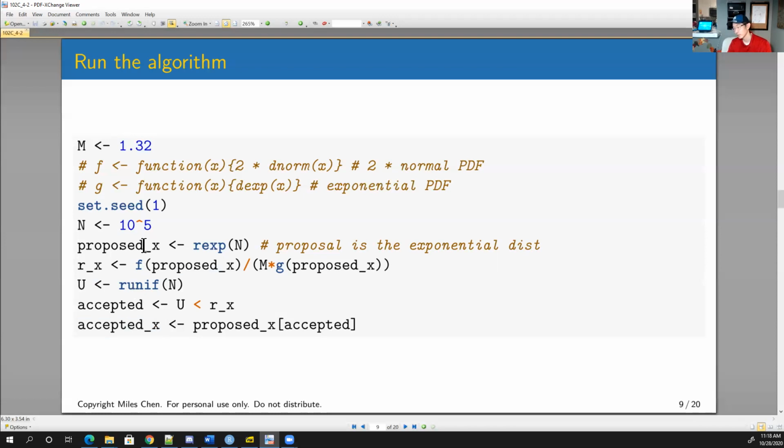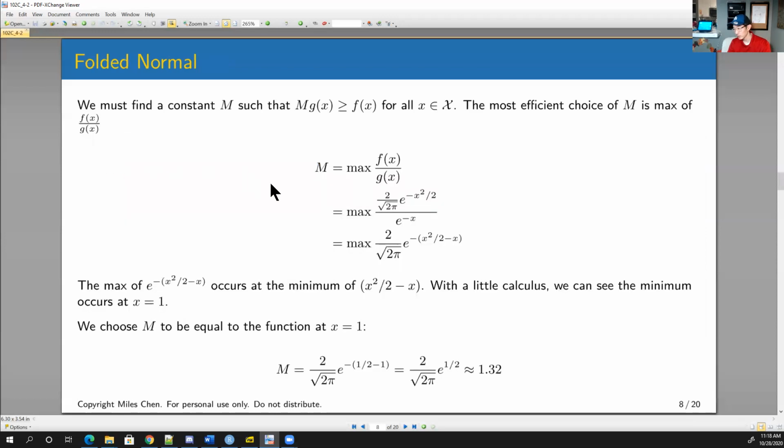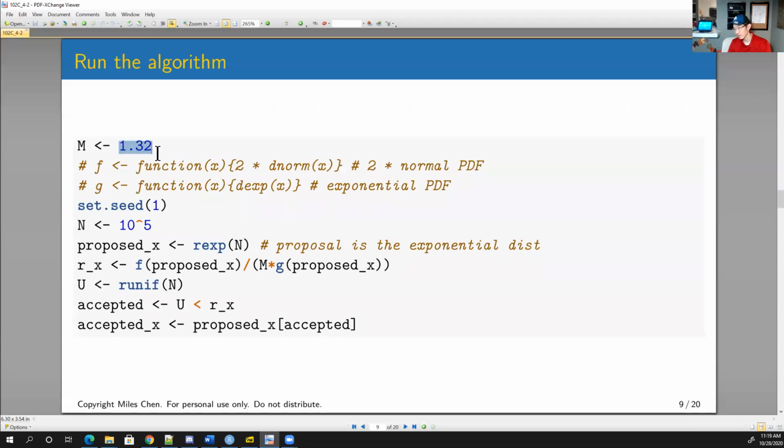Depending on your function, if there's a big mismatch between f of x and g of x, so that the maximum value of f of x divided by g of x is like 20, then your rejection sampling algorithm is going to become quite inefficient, because you're going to end up rejecting close to 95% of your values.